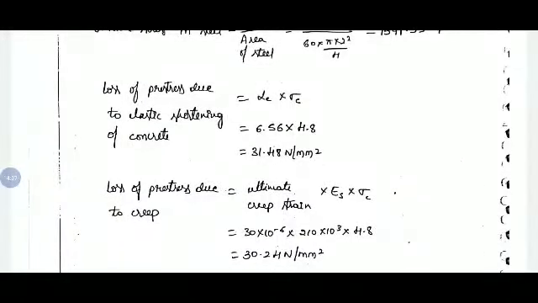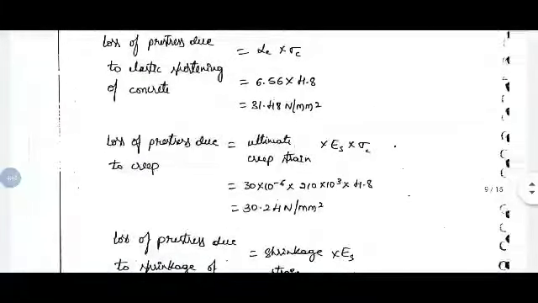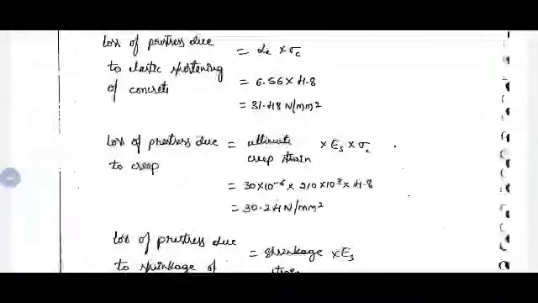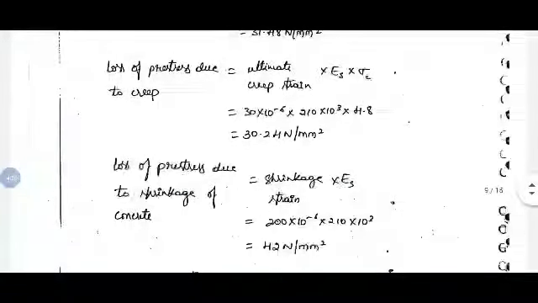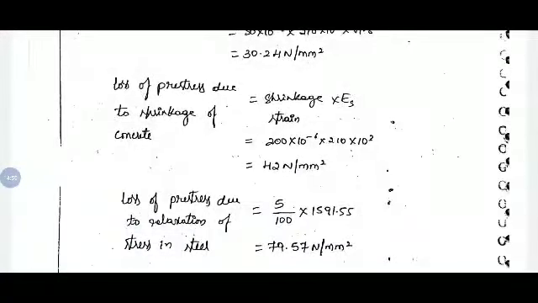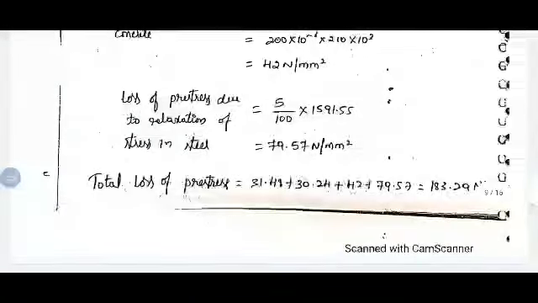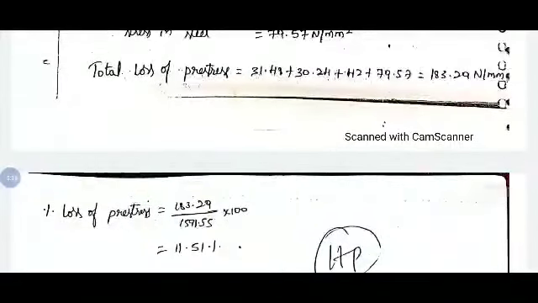Loss of prestress due to creep: ultimate creep strain is given, so we need to go with the ultimate creep strain method. Substitute the values, we will get 30.24 Newton per mm square. Loss of prestress due to shrinkage of concrete: shrinkage strain is given, Young's modulus of steel is given. Loss of prestress due to relaxation of stress in steel is given as 5% of initial stress, so 5% of 1591.55 Newton per mm square. So add all the losses, that will be total losses 183.29, then take the percentage.